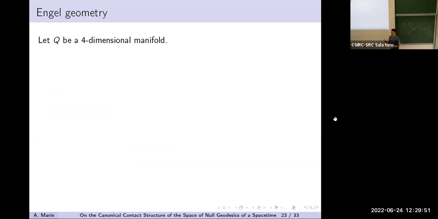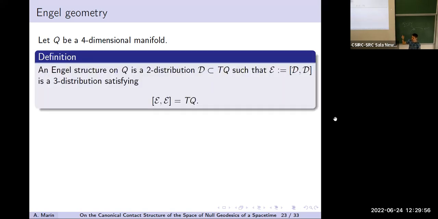So Engel geometry is a theory that's done only on 4 manifolds. And an Engel structure in a 4 manifold is going to be a 2 distribution, so a choice of plane on every tangent space. And I'm going to ask that when I take all of the vector fields in that distribution and I take the Lie bracket of them, this generates me a 3 distribution. And then when I run the procedure again, so I take all of the vector fields in the 3 distribution and I take the Lie bracket, this generates me the whole thing.